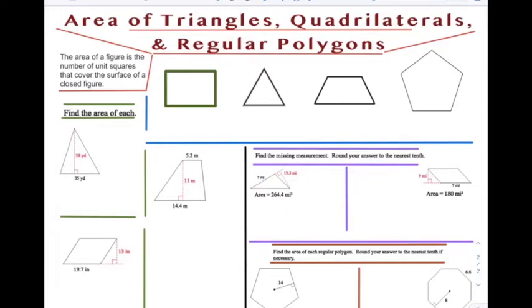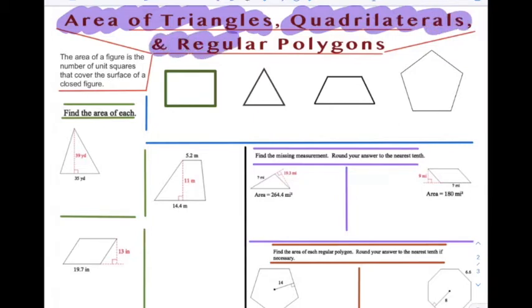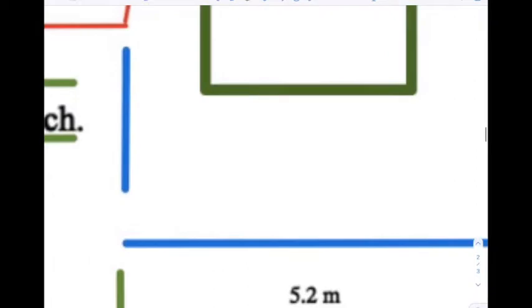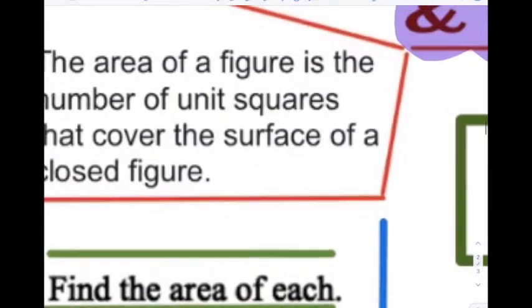These notes in particular are called area of triangles, quadrilaterals, and regular polygons. We're going to study how to calculate the area of triangles, quadrilaterals, and regular polygons. So the first thing we're going to do is look at the definition of area.